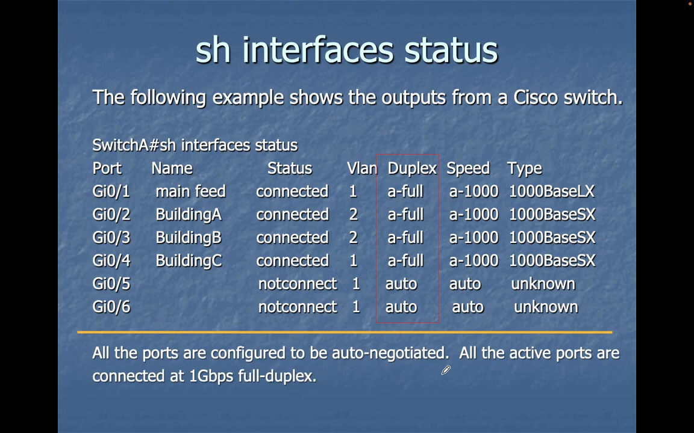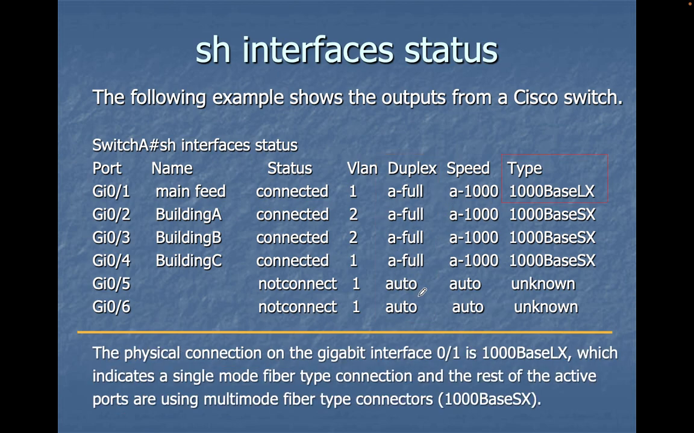Now all the active ports are connected at 1 gigabit per second full duplex. Why is it 1 gigabit? Because it's 1000 megabit. Remember this, 1000 megabit per second is equal to 1 gig. So they are all running at 1 gigabit per second full duplex mode. Like I said earlier, they are connected and they are running at full duplex mode. Is that okay?